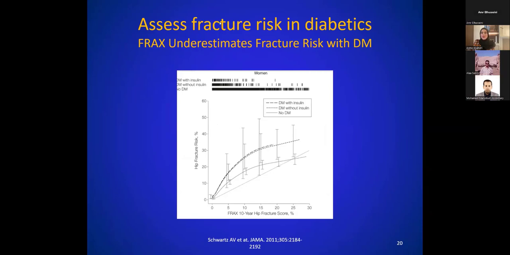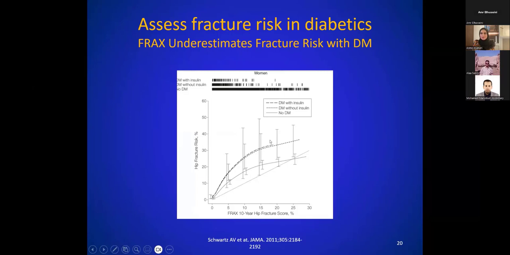And this slide is also showing how FRAX as a tool is really underestimating the risk of a fracture in diabetic patients. If you look at the upper part of the graph, the dotted line is patients with diabetes on insulin, then patients with diabetes not on insulin, and the lower solid line is no diabetes. We can say there is a separation of the lines from the beginning of the graph, with patients with diabetes having a significantly higher risk of a fracture compared to non-diabetic patients, and that's really underestimated by FRAX, because FRAX is showing a very low risk of a fracture in those patients with diabetes.